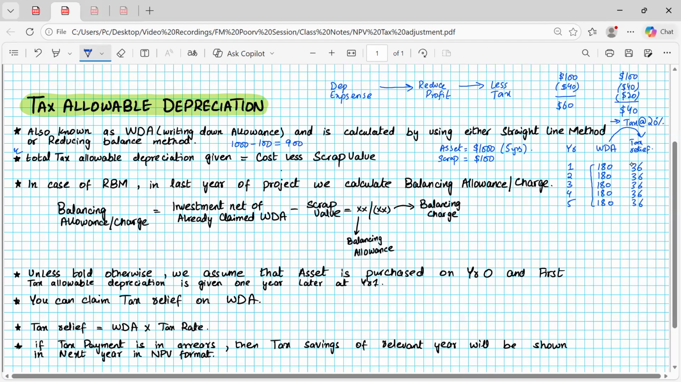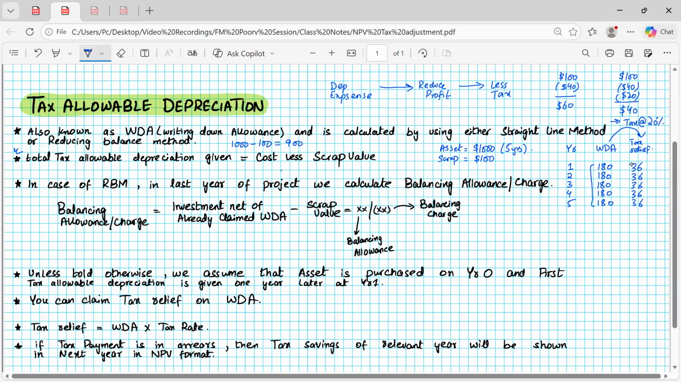Clear. Yes. Now the second and really important point is in case of reducing balance method. You know how it works. In case of reducing balance method, in the last year of the project, we calculate balancing allowance or charge. This is only applicable if you are using reducing balance method of charging the depreciation or allowance. For that, you have to calculate the balancing allowance or charge.